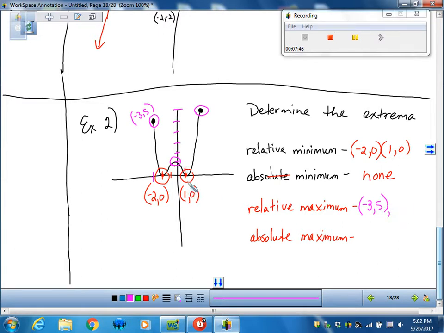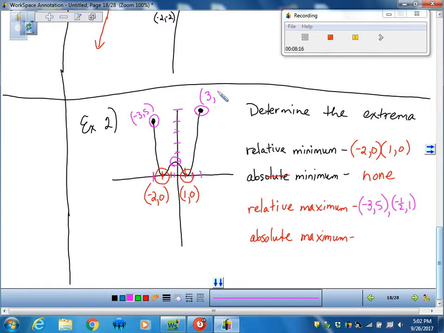Second one, that's at about -1/2, 1. That is another relative maximum. And then my third relative maximum is at 3, 1, 2, 3, 4, 5, 6.